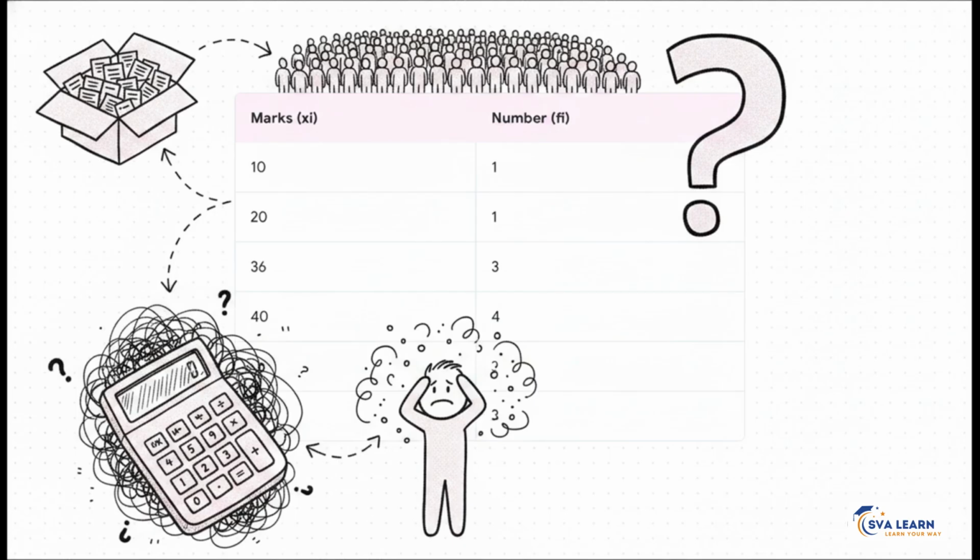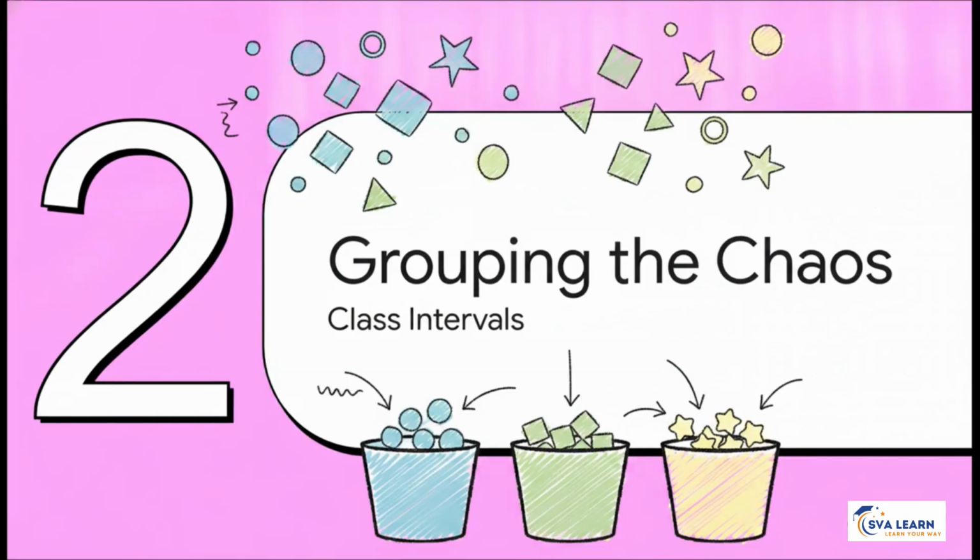Here we have 30 students taking a 100-mark math test. You've got 3 students getting 36, 4 getting 40, and so on. Even with just 30 kids, looking at all these individual numbers and frequencies is messy. Now imagine if this was a table for an entire city of students. Multiplying each individual mark by its frequency and adding it all up is basically a guaranteed recipe for a calculation error. Which brings us to part two, grouping the chaos.